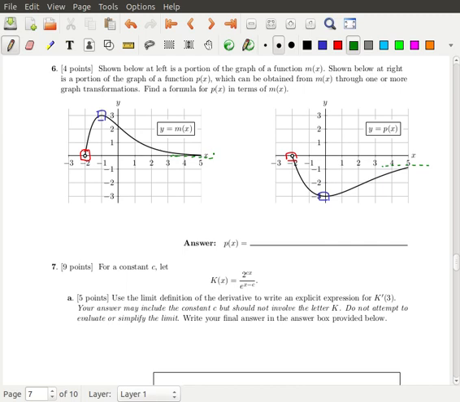So if I look at the maximum here, we have a maximum at 3, and it looks like that turns into a minimum of -3 through a process of flipping over the x-axis. So that tells me there's definitely going to be a reflection over the x-axis, which involves taking the y variable and turning it into -y.